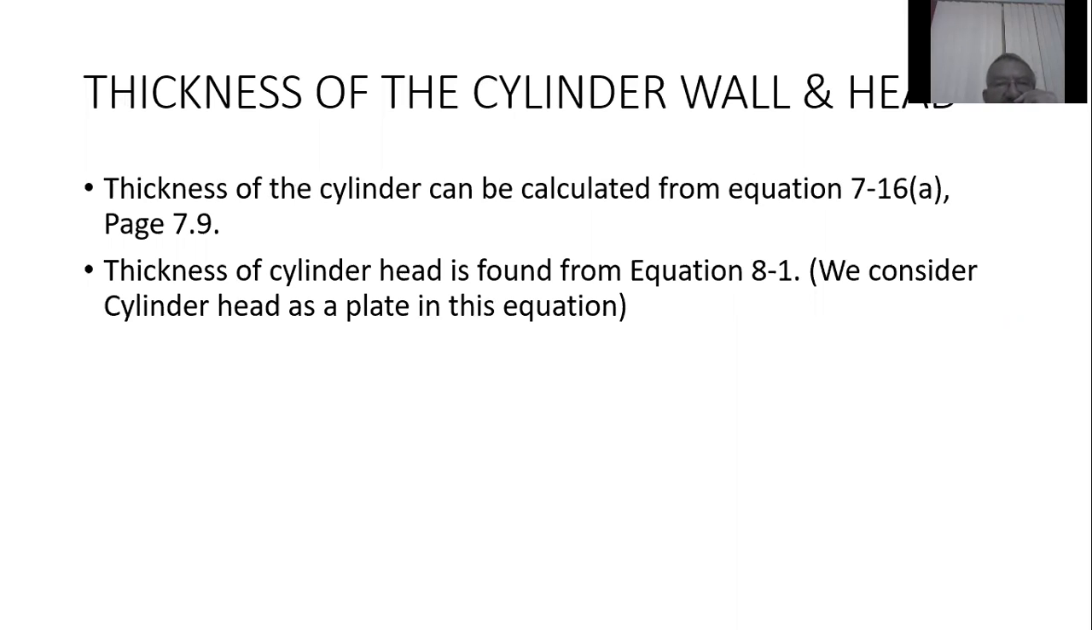Then we get into the cylinder wall and head. For the cylinder wall and head, we have to go to equation number 7.16A on page number 79. That is, chapter 7 is basically the design of pressure vessels.